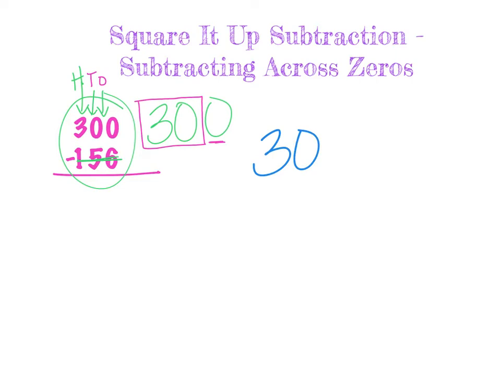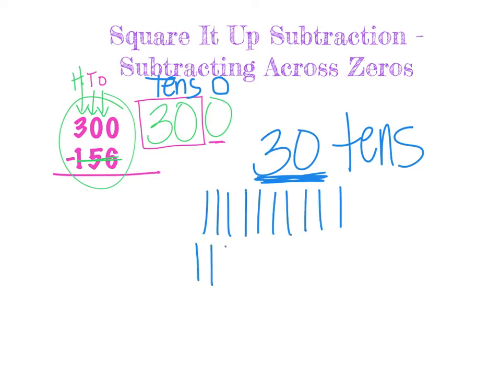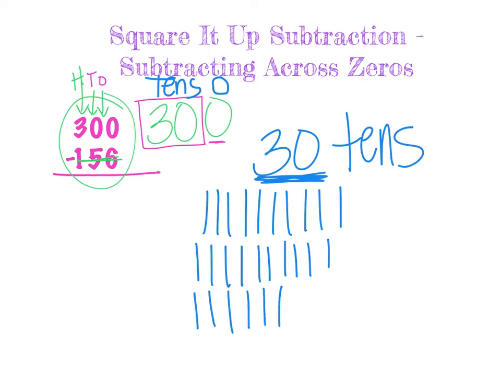Now take a look at this. 30. What I want us to think is that 30 is equal to my tens. So when you square it up, you're going to just look at ones, and these are going to be your tens. So let's think about what that means. That means that I have 1, 2, 3, 4, 5, 6, 7, 8, 9, 10, three times. Those are my tens. I have 30 tens.